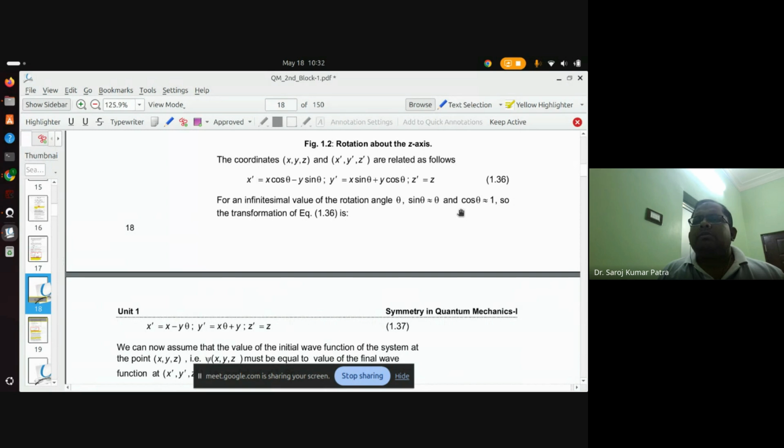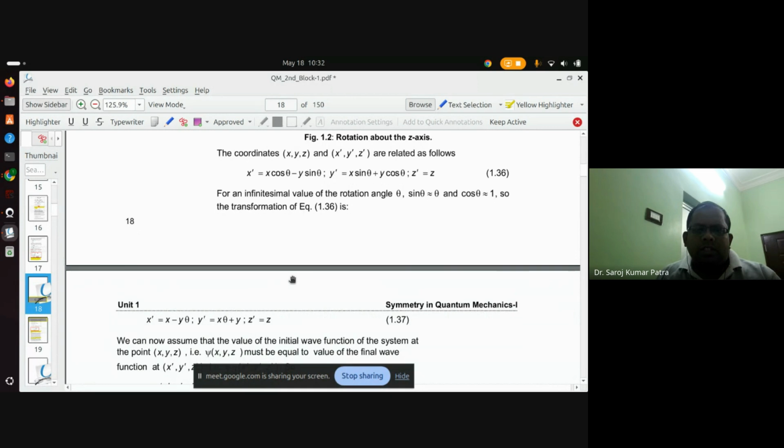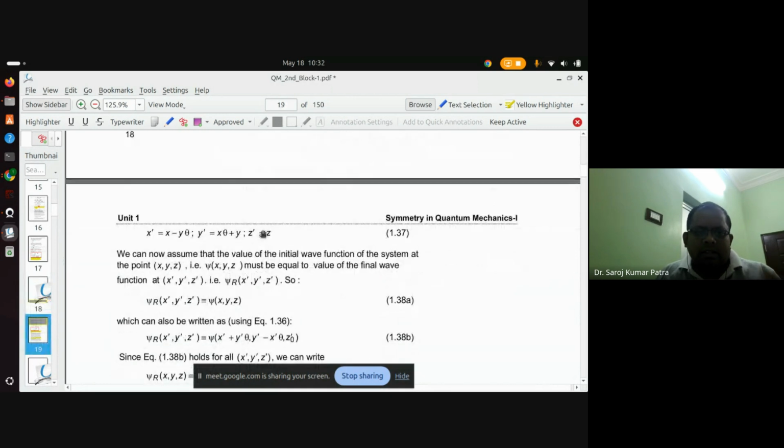So sin theta becomes theta, cos theta becomes 1. So if that is the case, instead of cos theta in equation 1.36, we'll write x minus y into theta, and y prime is equal to x into theta plus y, z prime is equal to z. That's what's been written here.